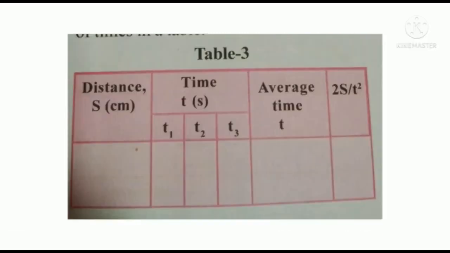Find the average time and 2s by t square for every trial. It gives the acceleration.